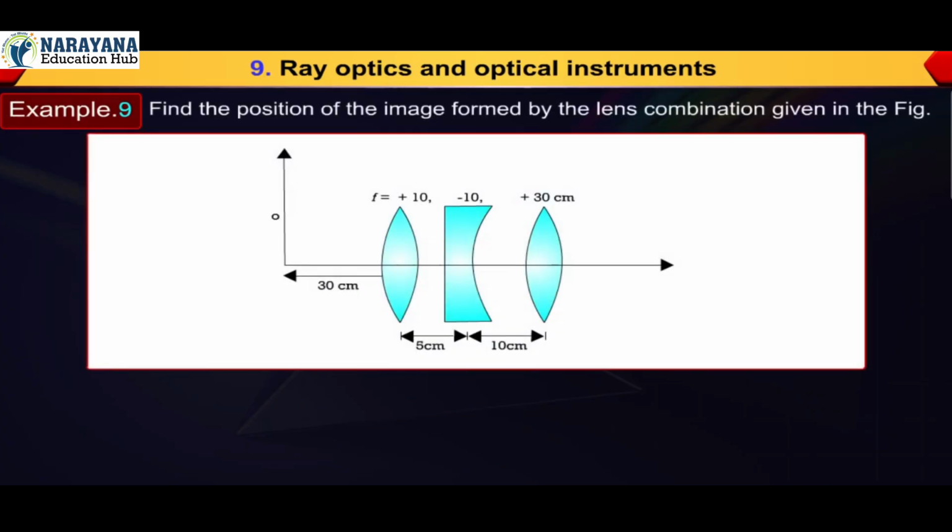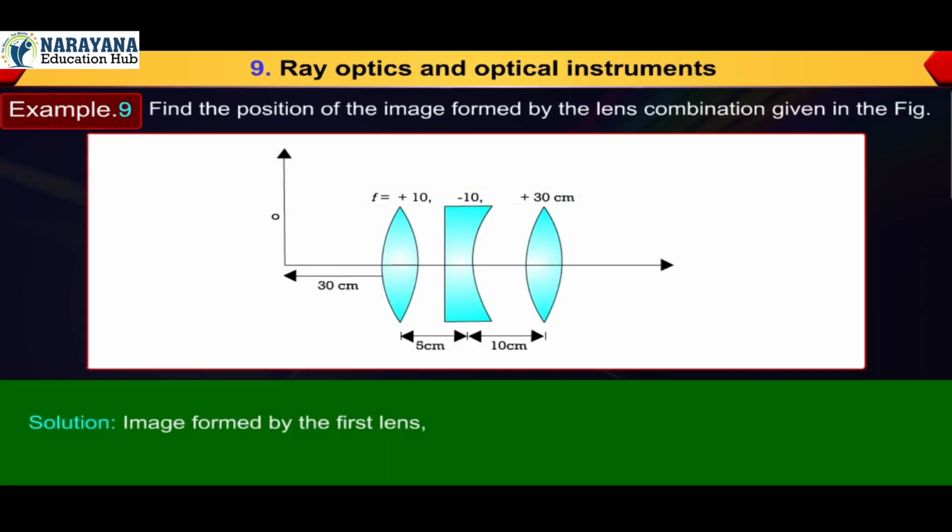Example 9. Find the position of the image formed by the lens combination given in the figure. f = +10, −10, +30. Solution. Image formed by the first lens: 1/v1 − 1/u1 = 1/f1. Therefore, 1/v1 − 1/(−30) = 1/10. v1 = 15 cm.